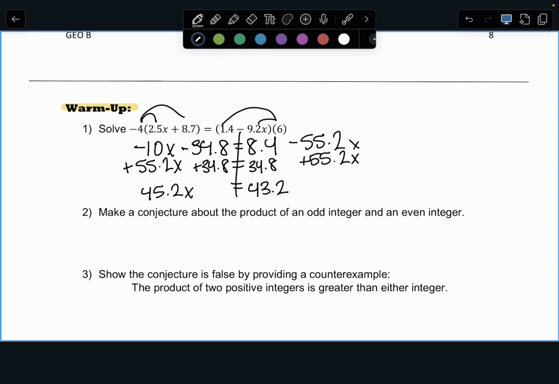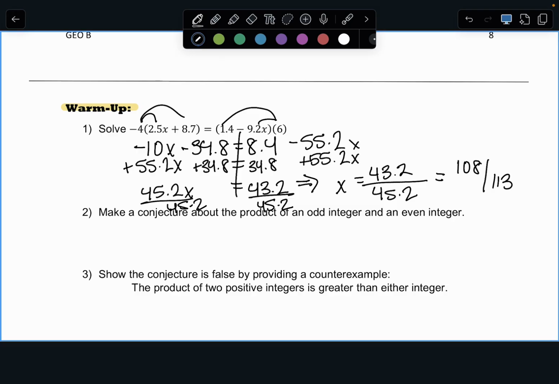All of these were a calculator problem. Don't even deal with the decimals. Put it into your calculator. X is equal to 43.2 divided by what? 45.2. Yeah. We divide both sides by 45.2. It would be 108 over 113. Yes, the fraction your calculator gives you is 108 over 113. The estimate would be 0.95.